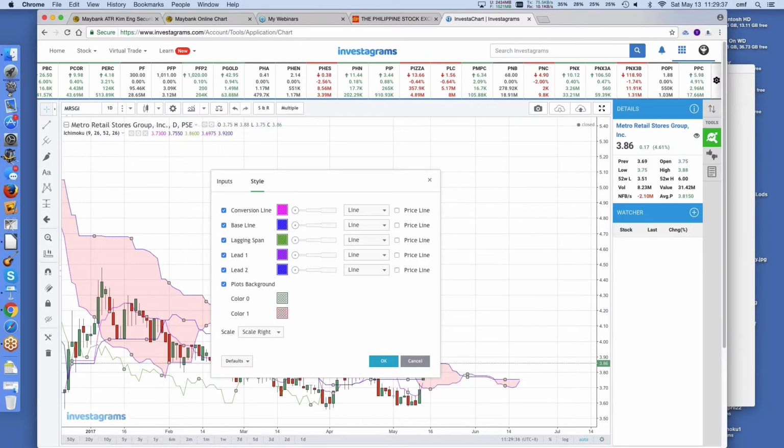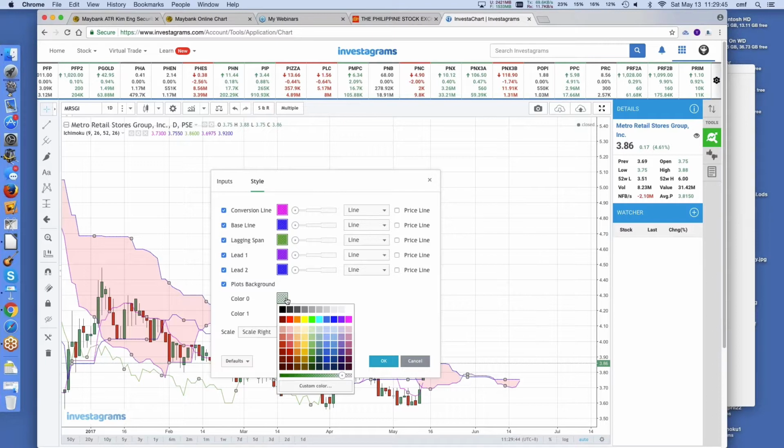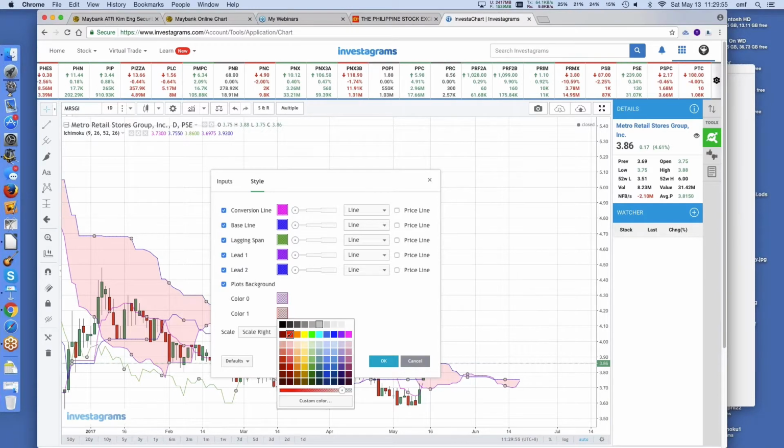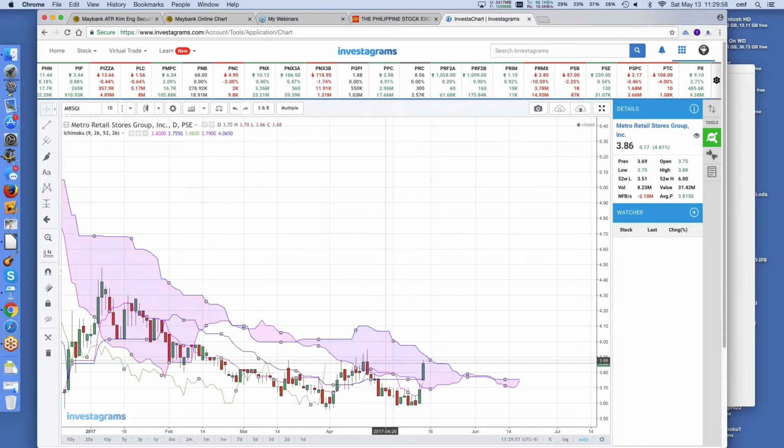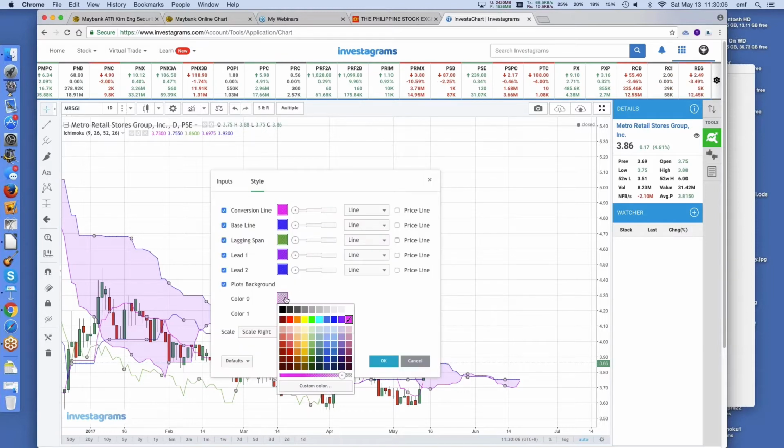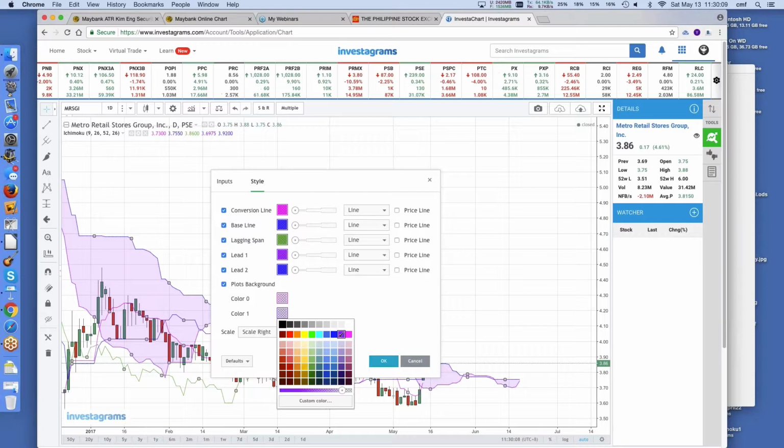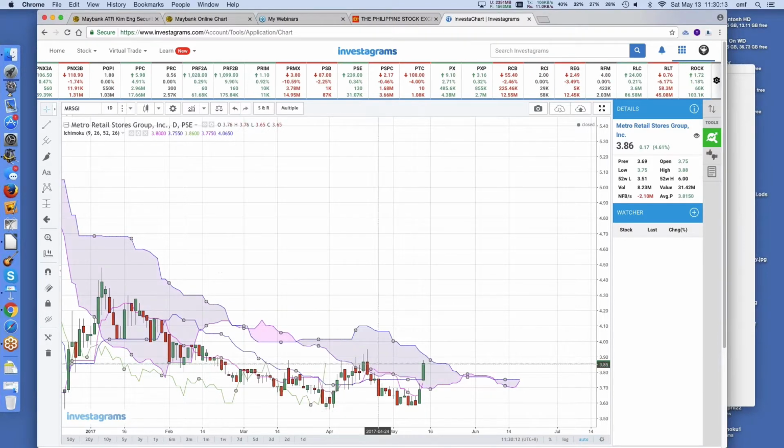And then the Kumo, how do we change the Kumo here? Kumo, it's pink. Let's try to make it pink, and the other one is violet. The difference is not that pronounced between the Kumos. Let's make the violet a stronger violet. Okay.